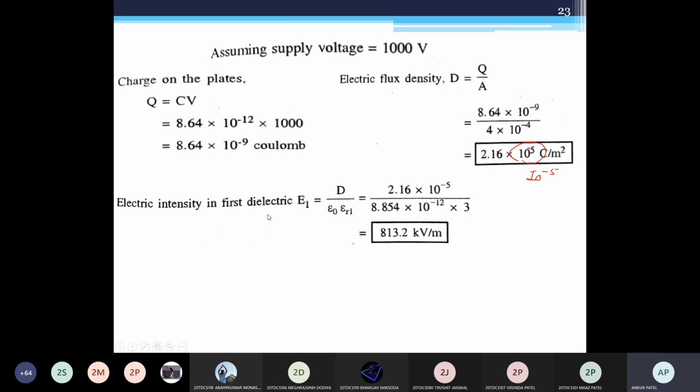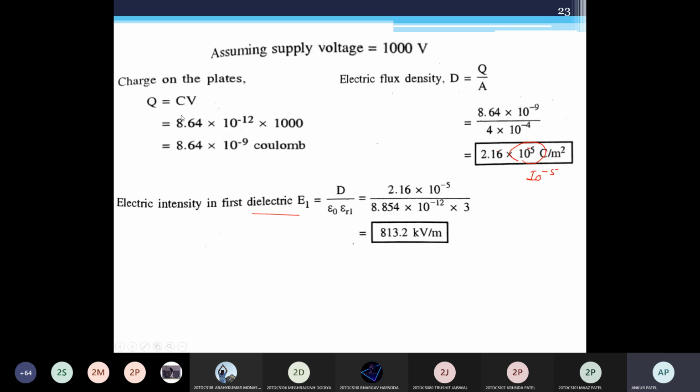If you ask dielectric strength for each slab, then you have to go for E1, E2, E3. Okay. So E1 is equal to D upon epsilon 0 epsilon R1. So 2 into 10 raised to minus 5 divided by 8.854 into 10 raised to minus 12 into 3. So that is kV per meter. So similarly, you can go for E2. E2 is equal to D upon epsilon 0 into epsilon R2. E3 equal to D upon epsilon 0 into epsilon R3. So we'll get this dielectric strength for different dielectric medium.